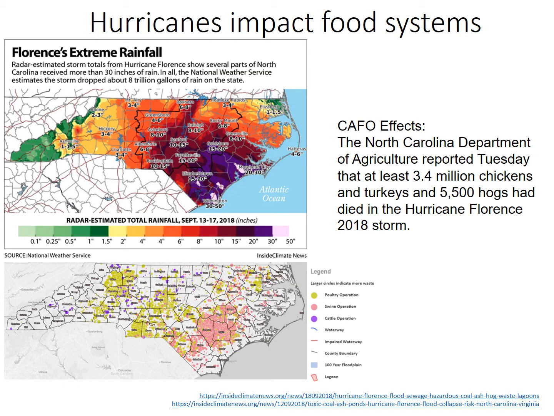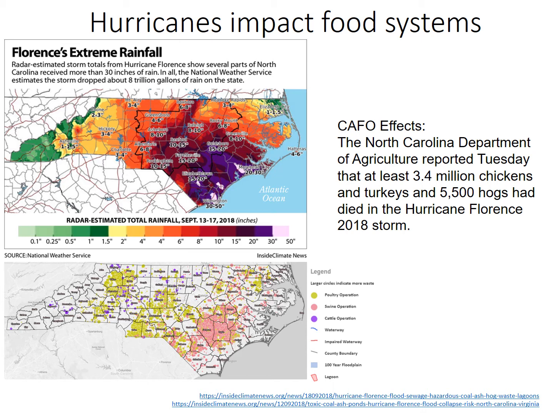So one of the things that I want you to think about as we go through is how natural disasters are going to impact food systems. This slide is showing you Hurricane Florence. That was in 2018. It impacted the East Coast pretty substantially, and the pictures here are for North Carolina.